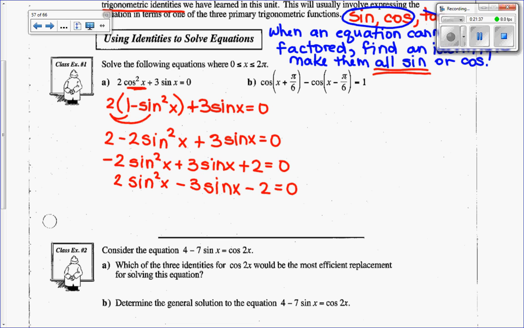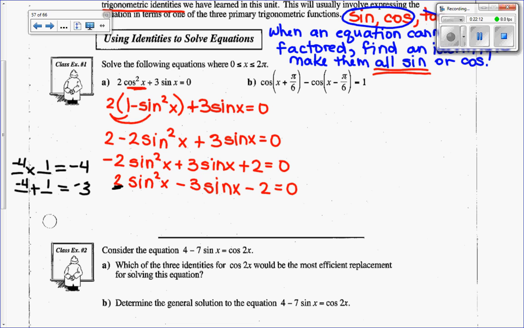Okay, so now I should be able to factor this, and this is exactly the same as regular factoring. I see again, I have not just one sine squared x, but I've got 2 sine squared x. So remember, I have to use method of decomposition. So I'm looking for 2 numbers that will multiply to give me 2 times negative 2, negative 4, and those same 2 numbers that will add to give me negative 3. So the numbers I'm looking for are negative 4 and positive 1.